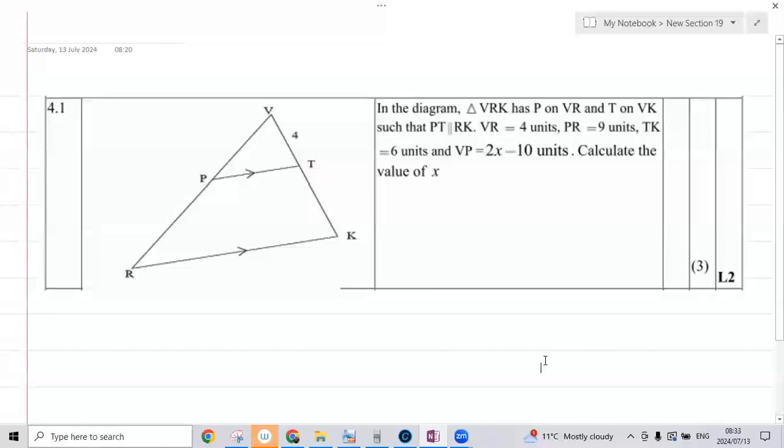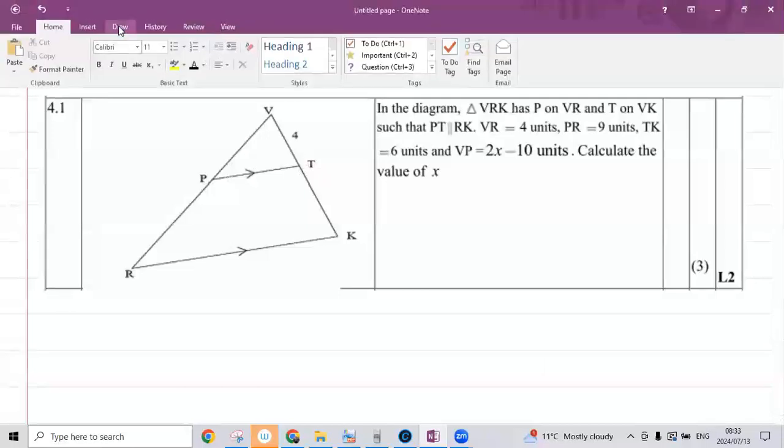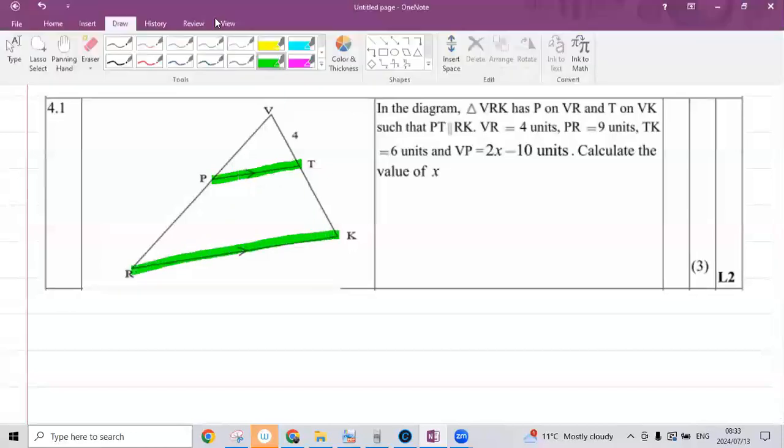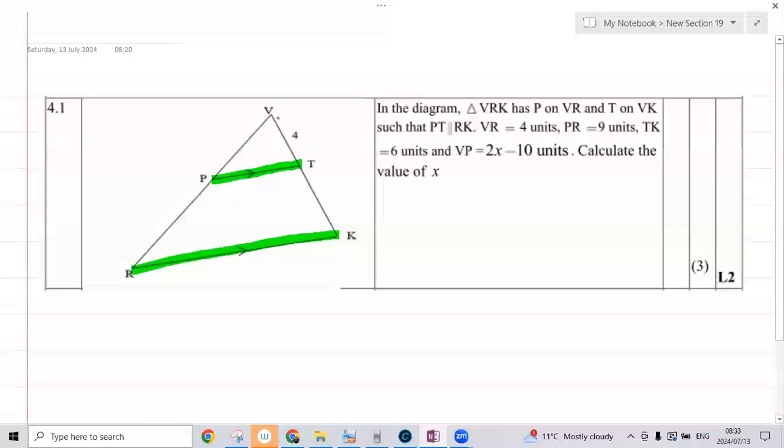remember that with the proportionality theorem, for those of you that missed that, if two lines are parallel, for example, in a triangle, they're giving us PT is parallel to RK, then their corresponding sides are going to be in proportion, which means that VT over TK is going to equal VP over PR. And that's the prop theorem. And we're going to write the reason as prop theorem.